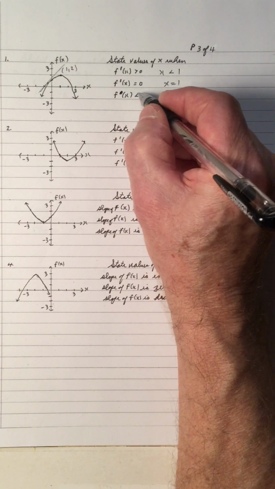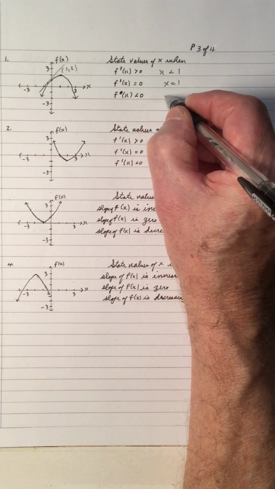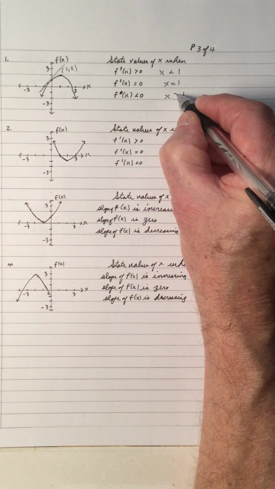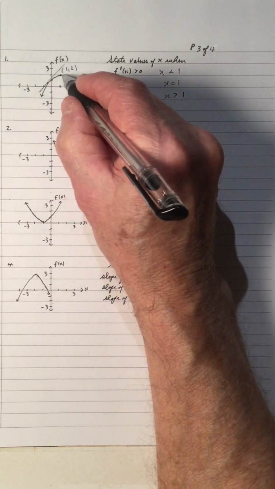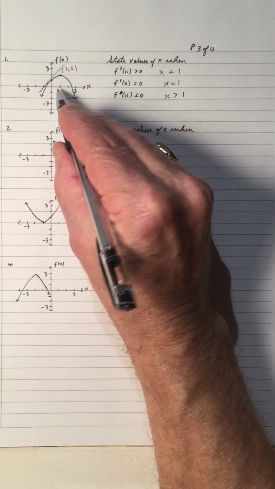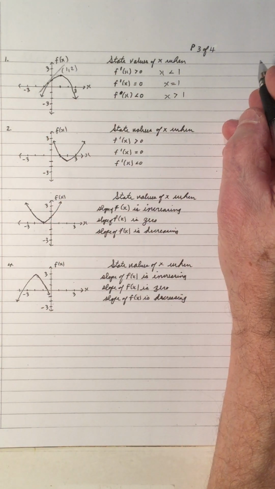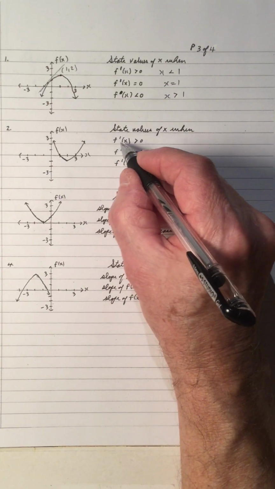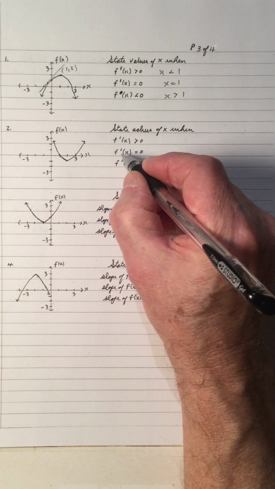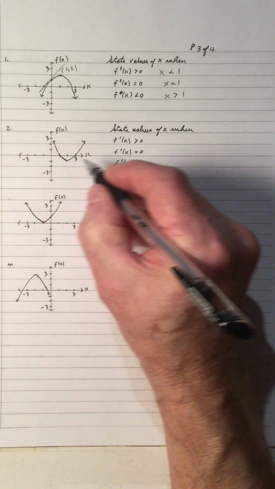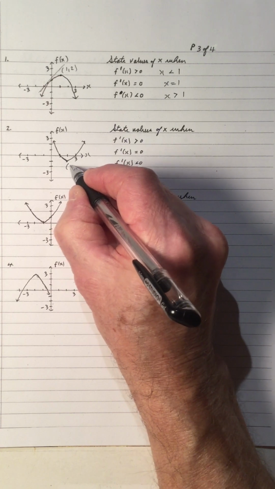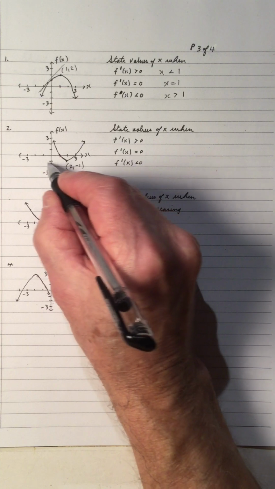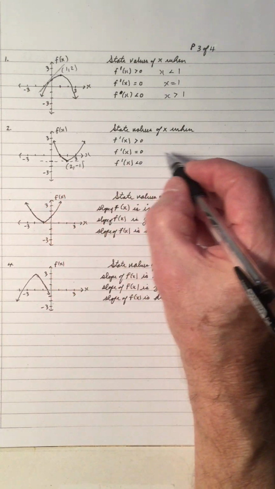And the slope of the tangent is less than 0, so the slope of the tangent is negative here, when x is greater than 1. Let's look at another one. And again, find the values of x when the derivative is positive, 0, and negative. So this is the vertex right here, where x is 2, y is negative 1. So the derivative is equal to 0 when x is 2.